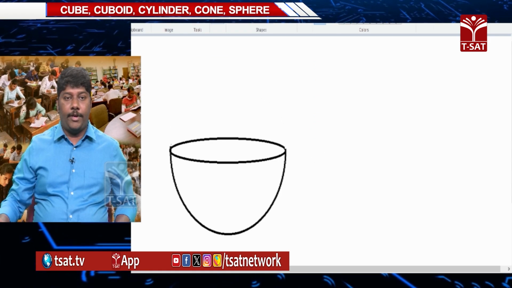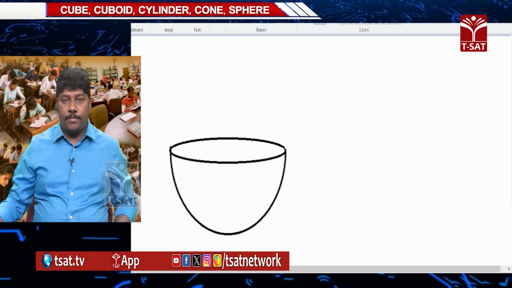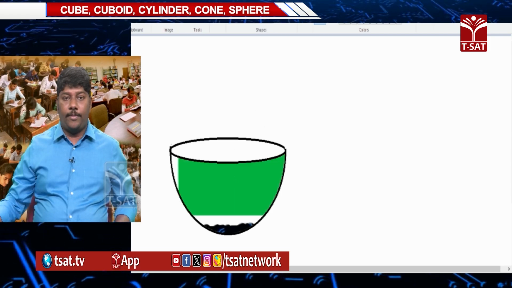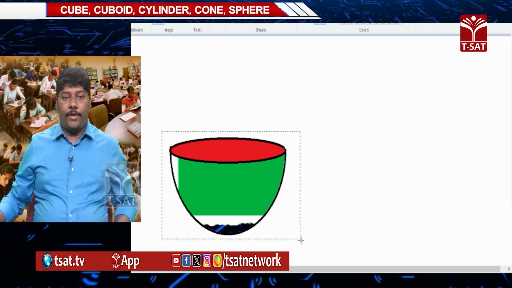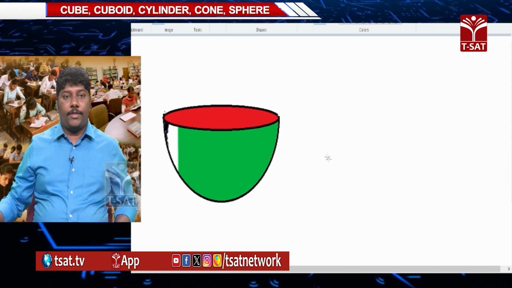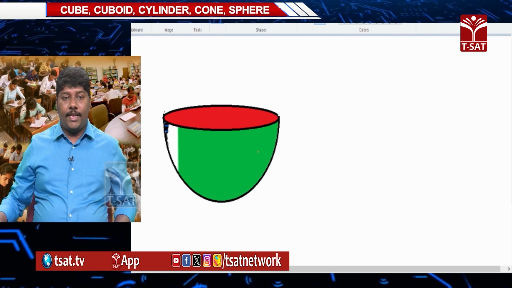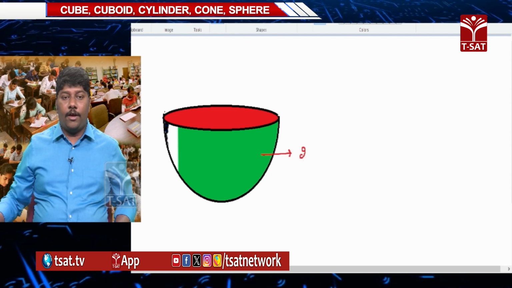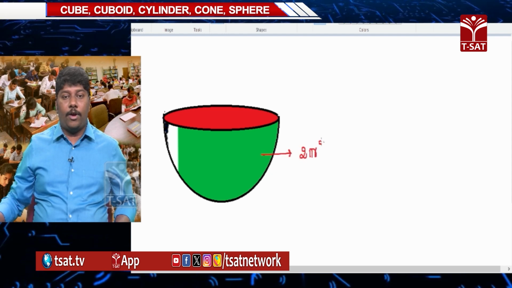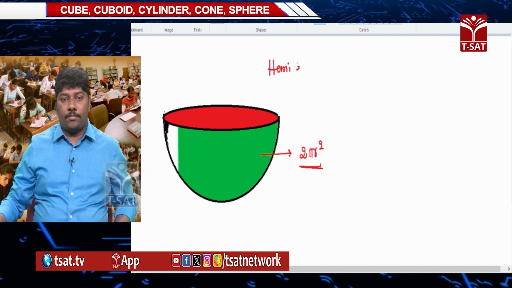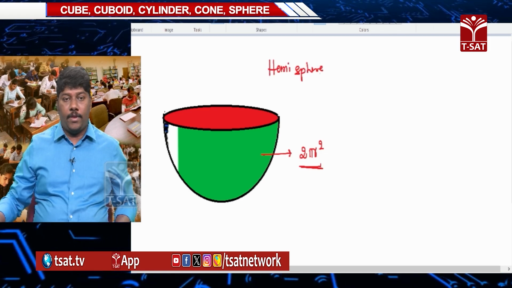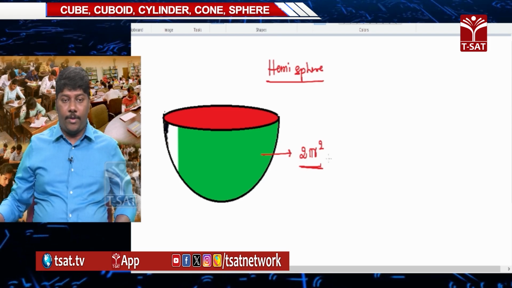It is a 2-dimensional figure, but you can imagine this is the green surface of the watermelon, and this one is the red surface of the watermelon. So, this green surface is actually half of the surface of the complete sphere. This green surface, having the area of 2 pi r square, you call it the lateral surface area of the hemisphere.